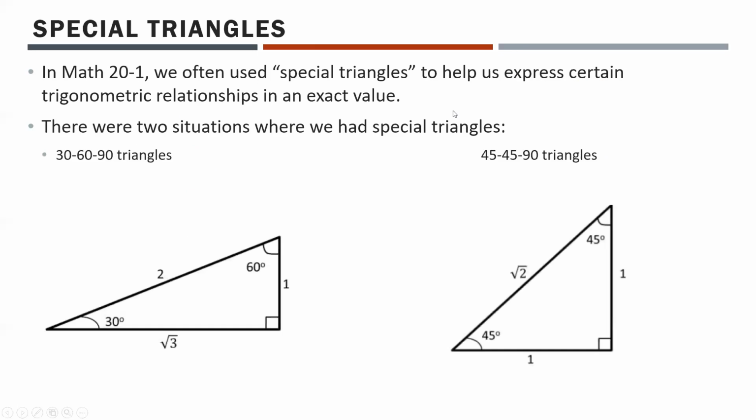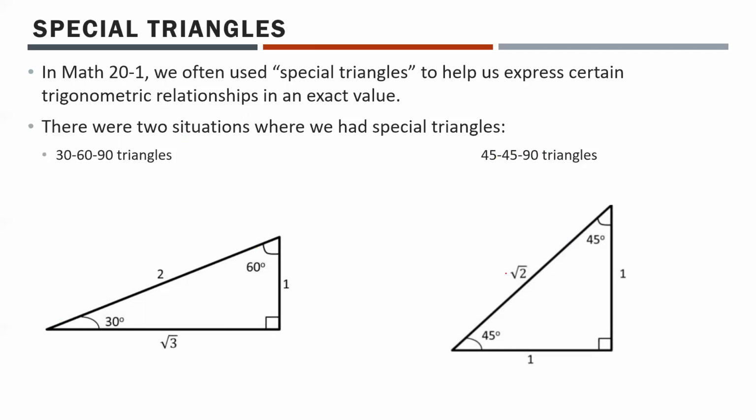Moving on. So special triangles. In Math 20-1, we often use special triangles to help us express certain trigonometric relationships in an exact value. Basically, all they were really used for was to make it so that if you had either a 30, 60, 90 triangle or a 45, 45, 90 triangle, you didn't have to worry about having decimals for certain relationships. So if I asked you, what's cosine of 30? Instead of giving me some horrible decimal number, you could just tell me an exact value trig ratio, in other words, a fraction that made it a little bit more exact. So there were two situations where we had these special triangles. Like I just mentioned, there's the 30, 60, 90 triangles, as you see below, and the 45, 45, 90 triangles, as you see below here.